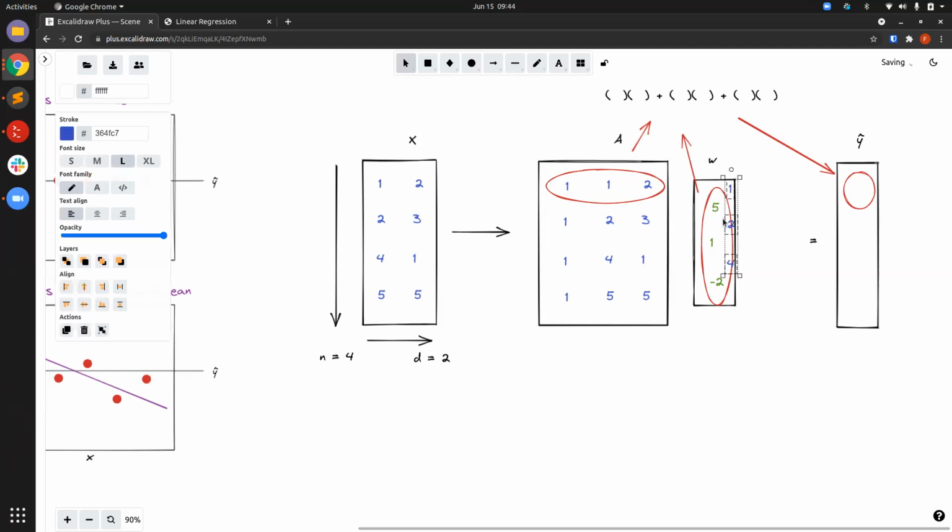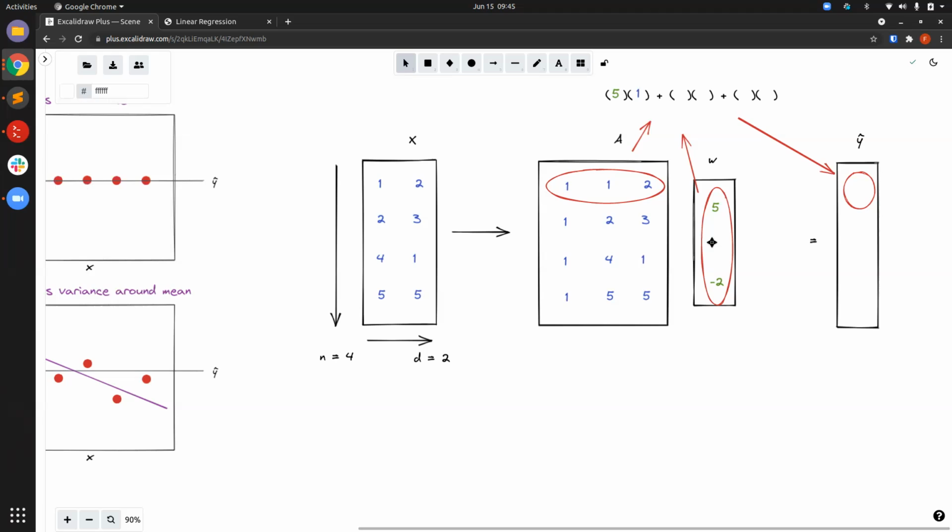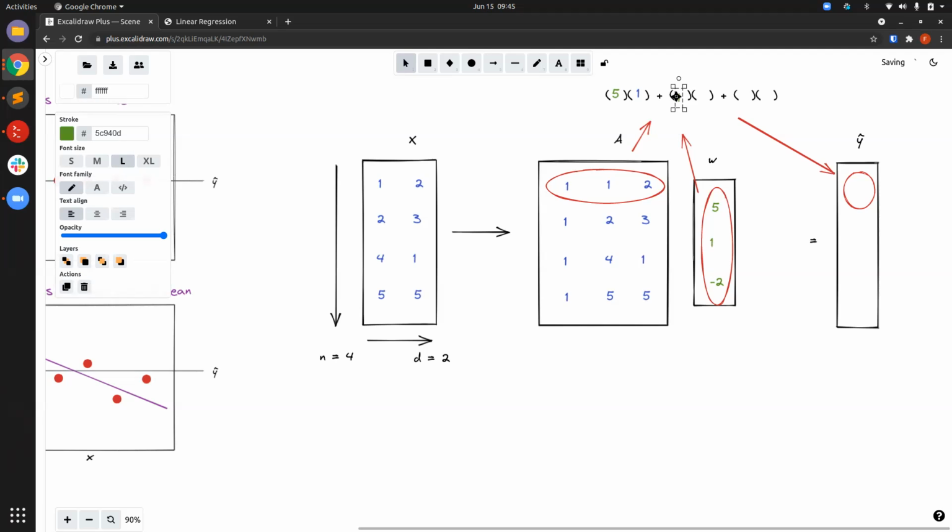Okay, so first I'll take this 5 and put it up here. And then I'll take this one, put it up here. So I have 5 times 1. Next, I'll take my second one. So weight 2 times x2 plus weight 3 times x3.